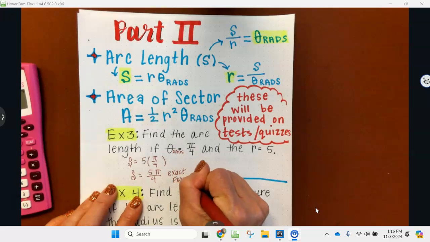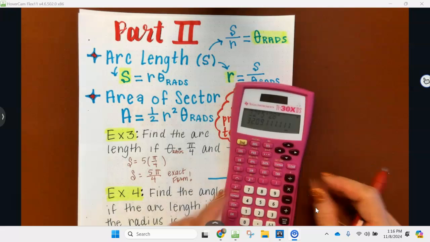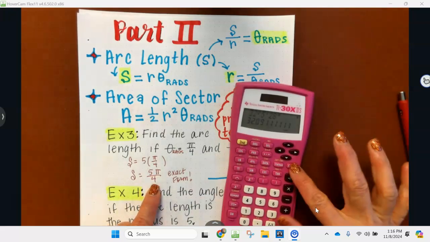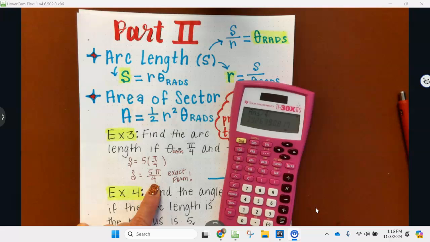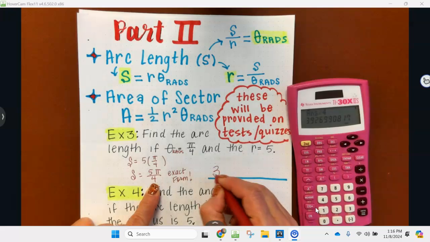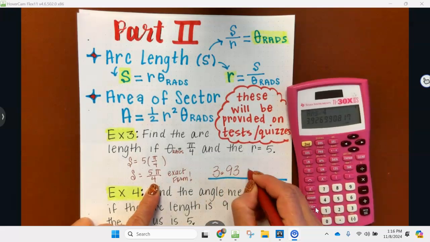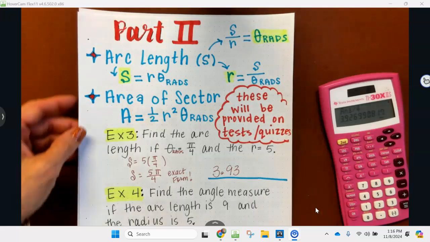I guess we could also call it calculator ready, because all we need to do is do 5 times pi and then divide it by 4. So 5 times pi, here's the pi key over here on this side of the calculator. Enter, divide by 4. There we go. We're going to say it's approximately 3.93. And remember, that's rounded. So that's how we use that formula.